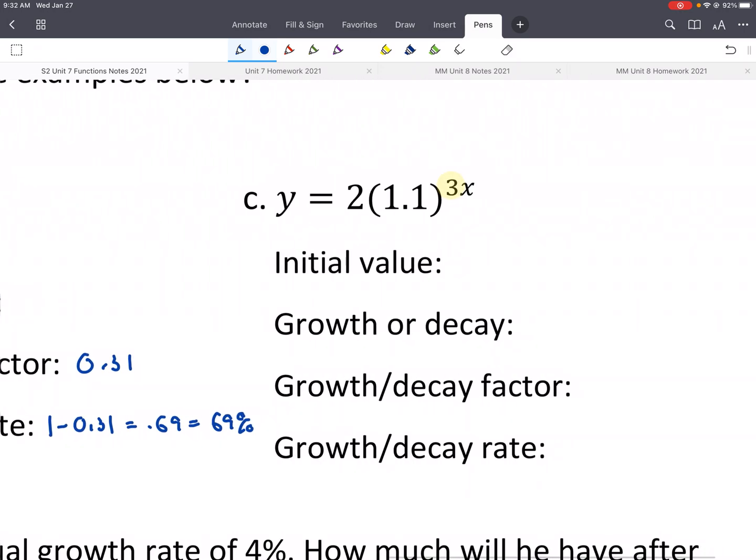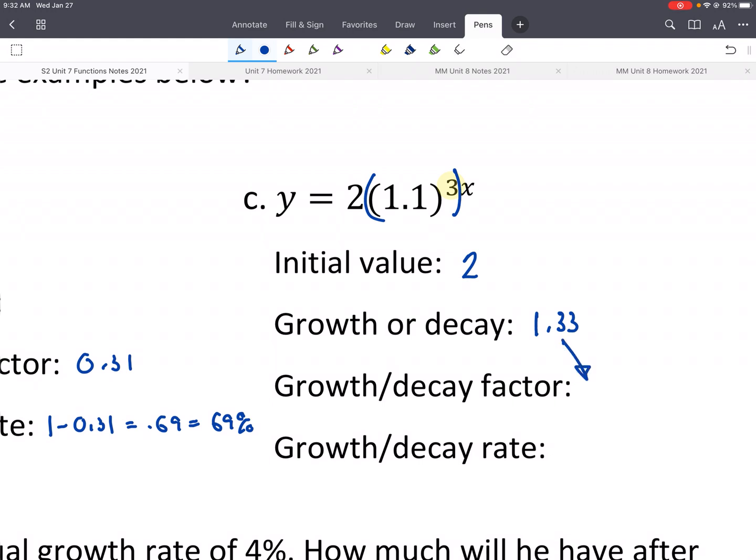Okay, give this one a try too, if you would, pause. So we end up with our initial value of 2. Again, we will just put parentheses around that. We'll do 1.1 to the third. And that gives us 1.331.